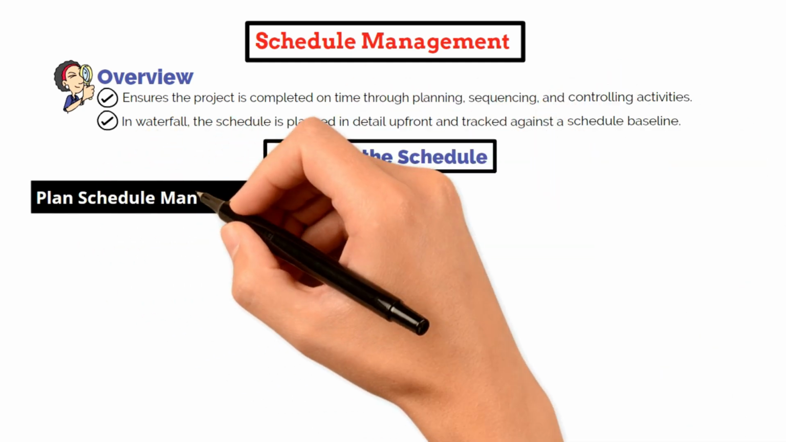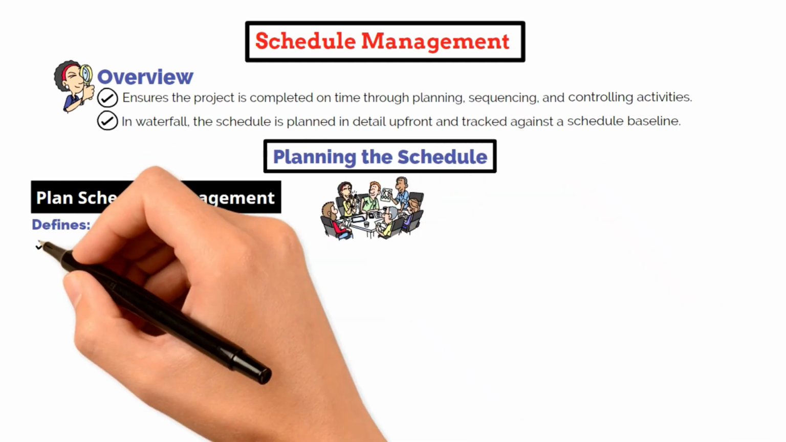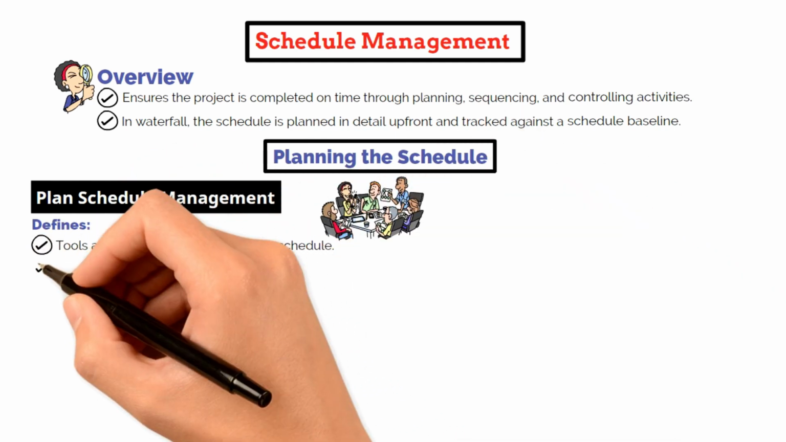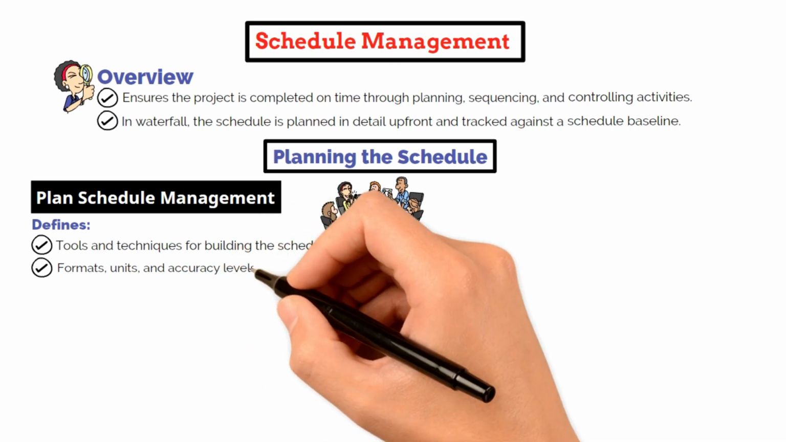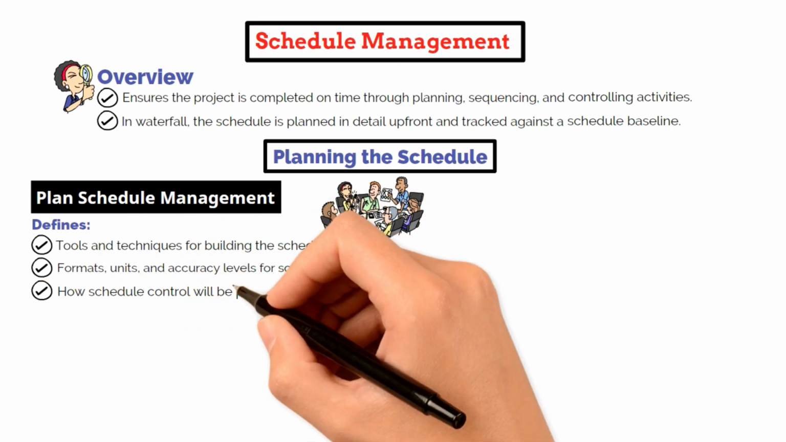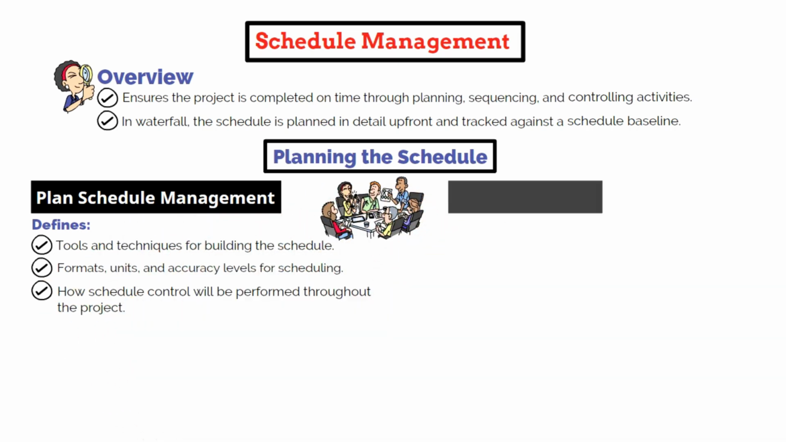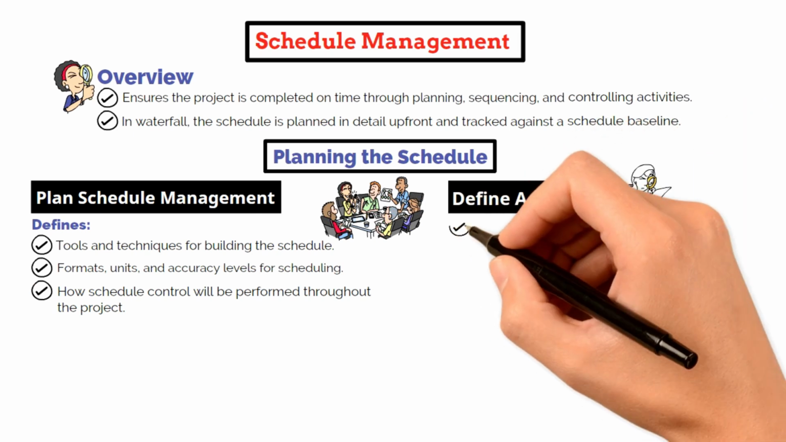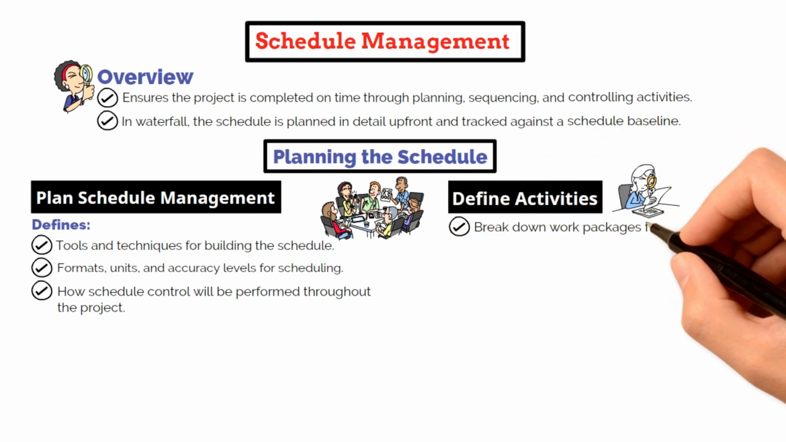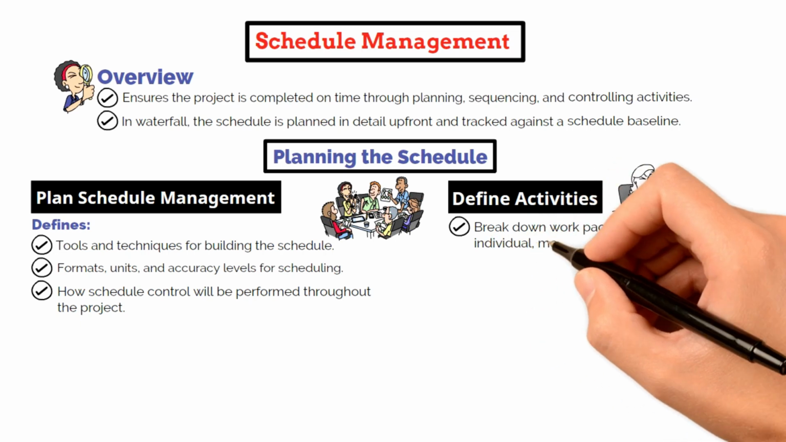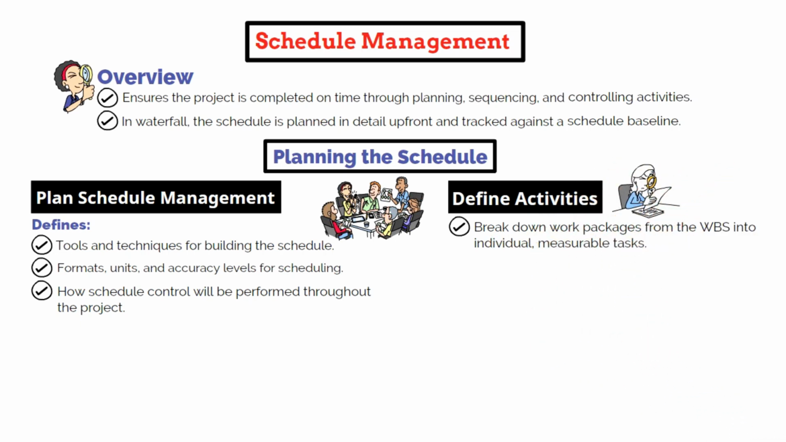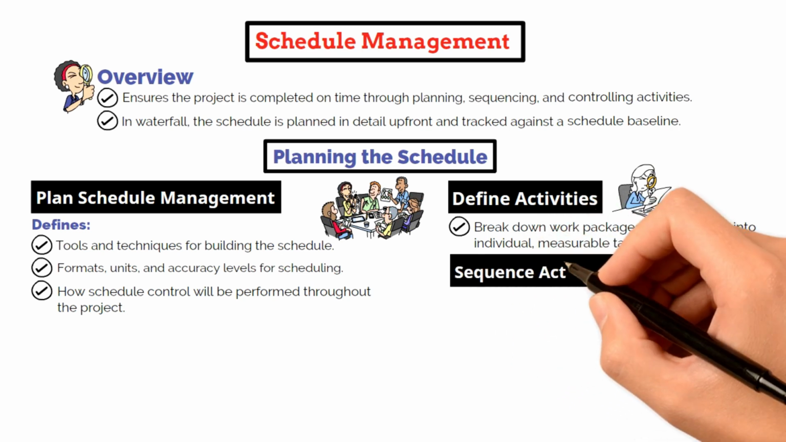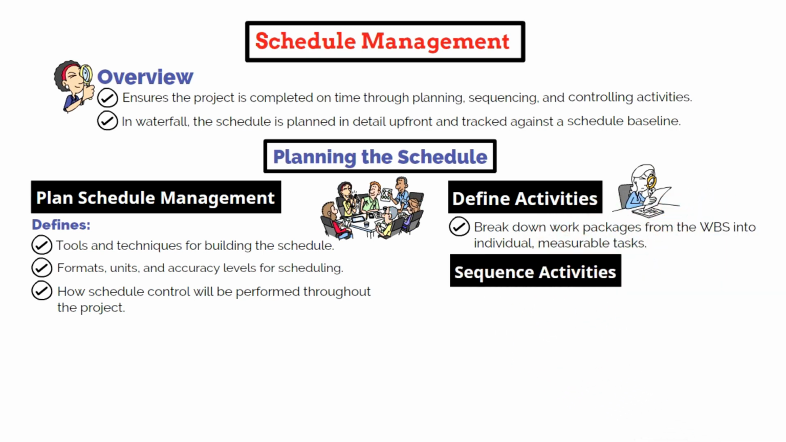Schedule management begins with plan schedule management, where the project manager defines the tools, formats, and accuracy levels that will be used to create and control the schedule. Next, you define activities by breaking down each work package from the Work Breakdown Structure, or WBS, into individual tasks that can be scheduled and measured. These activities are then sequenced to show logical relationships.